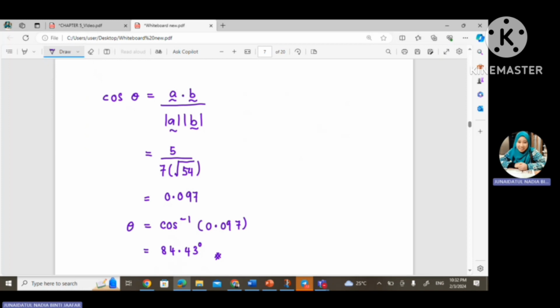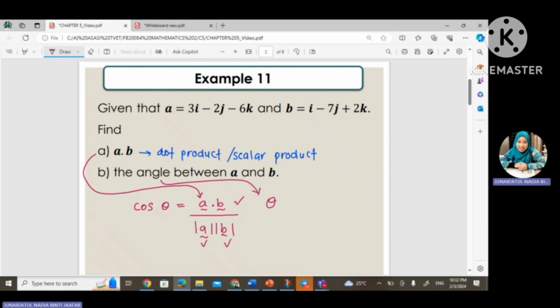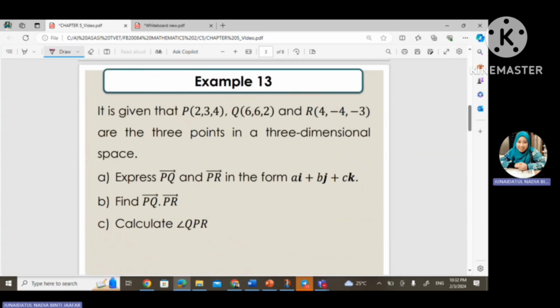Alright, now we look at the next example. It is given that point P is (2, 3, 4), point Q is (6, 6, 2), and point R is (4, -4, -3), the 3 points in a 3-dimensional space. Question A, express PQ and PR in the form ai plus bj plus ck.